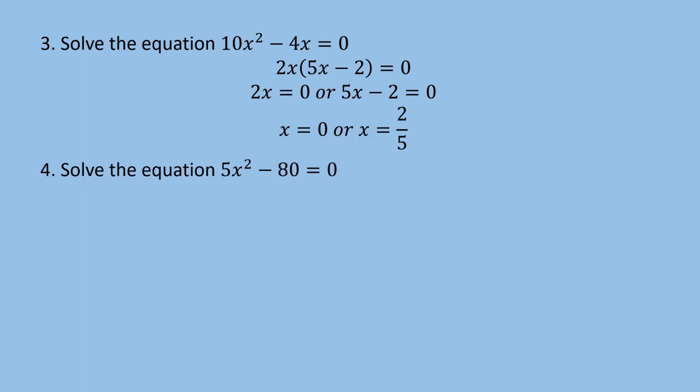If instead the middle term is missing, then you can simply solve to find x squared. Then take the square root of both sides to find x. Remember to allow for both positive and negative answers. Solve the equation 5x squared minus 80 equals 0. So no x term here. 5x squared equals 80. x squared equals 80 divided by 5. x equals square root of 16. So we can write the answers x equals plus 4 or x equals minus 4.